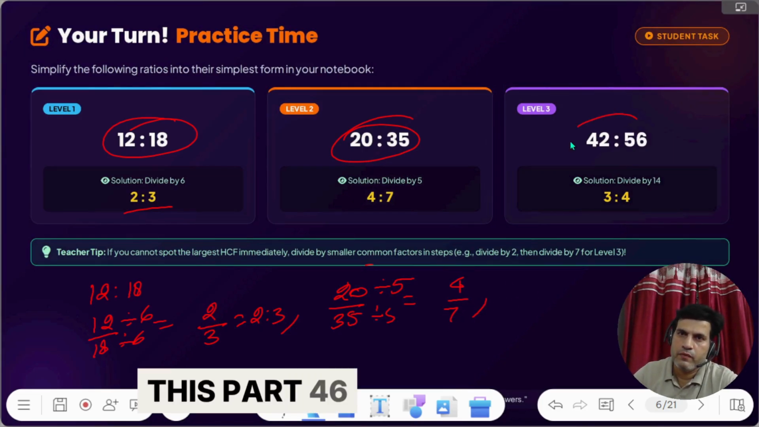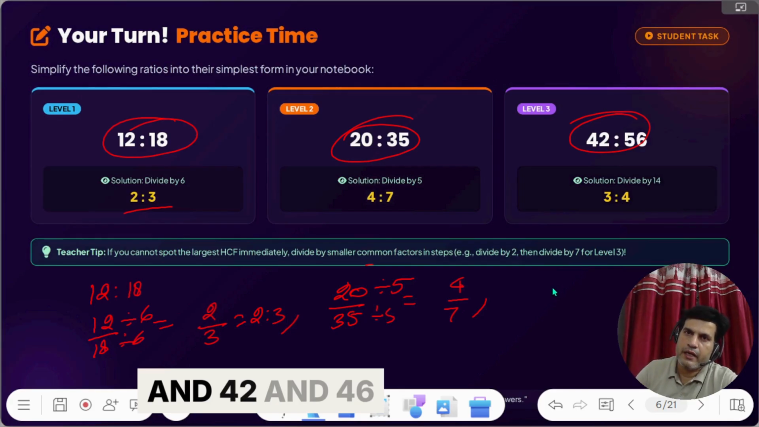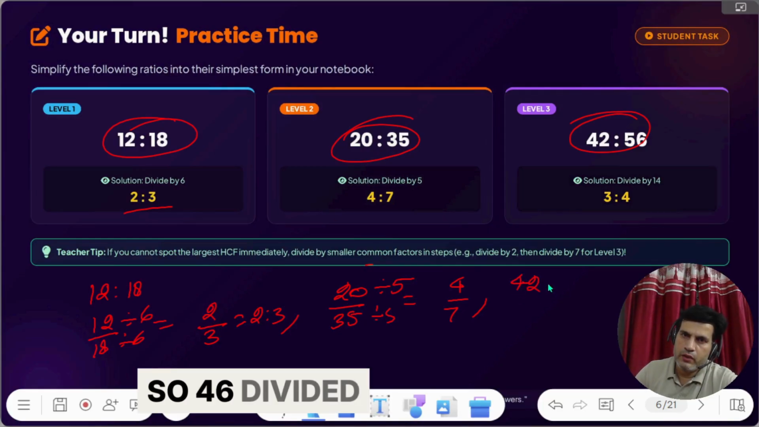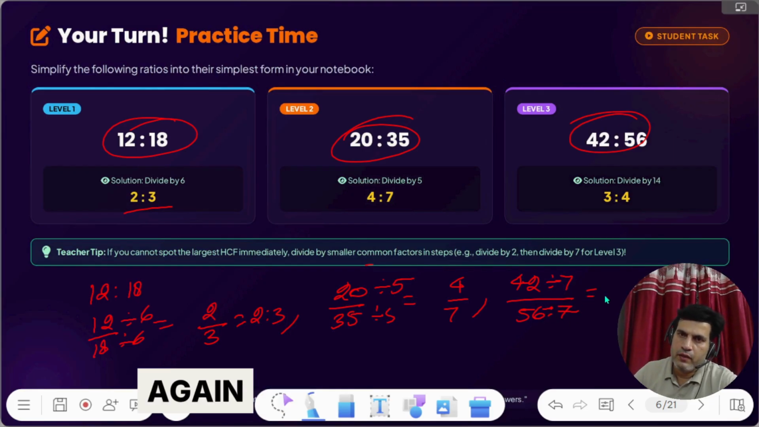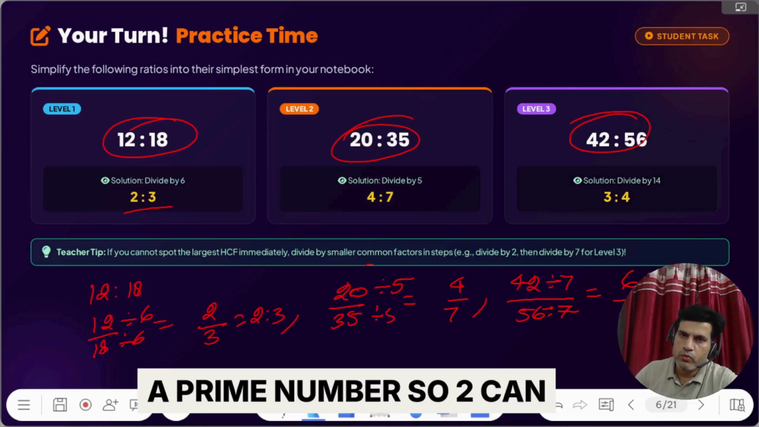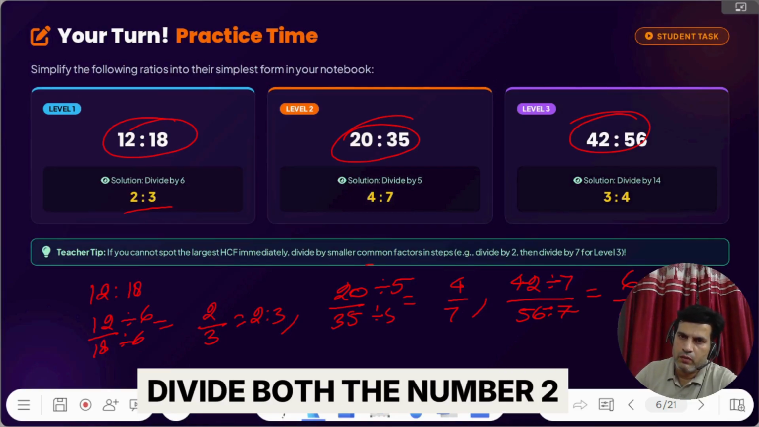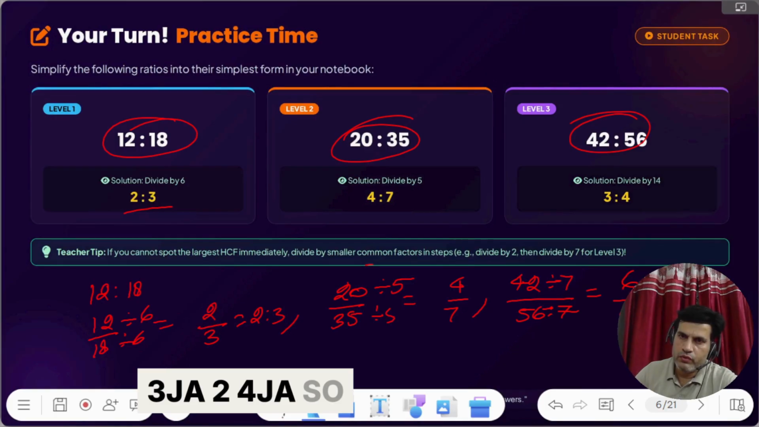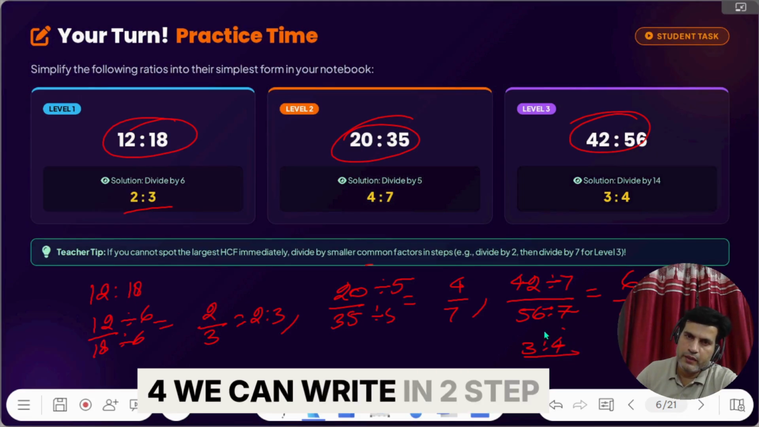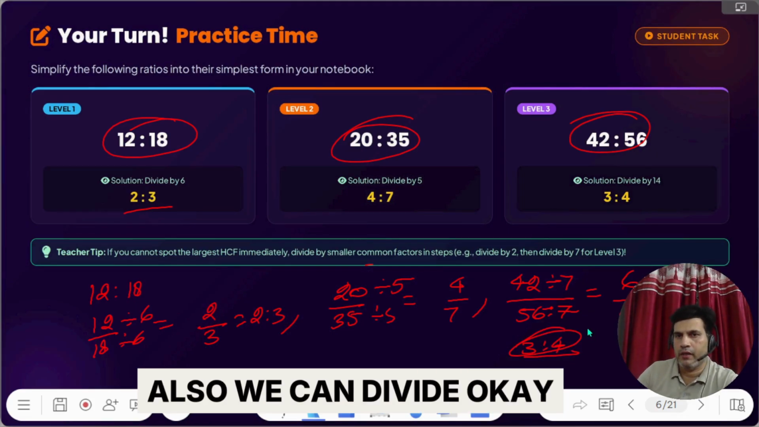And this part, 42 and 56, 7 can divide both numbers. Okay, so 42 divided by 7 and 56 divided by 7. Again, it is not a prime number, so 2 can divide both numbers. 2 threes, 2 fours. So this is now a prime number, so it is a 3 ratio 4 we can write. In 2 steps also we can divide.